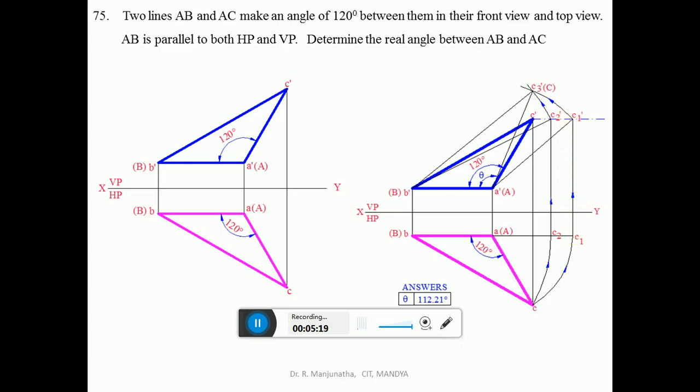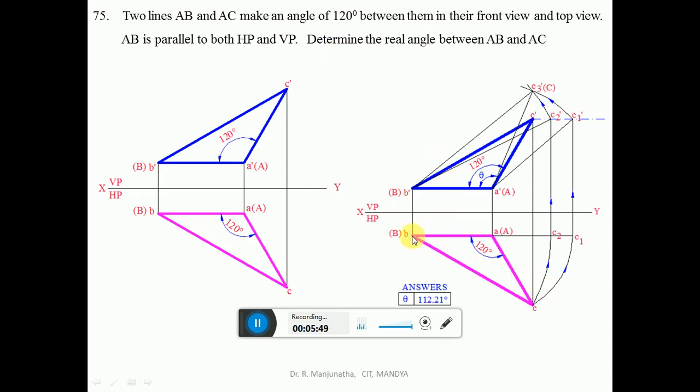Once you do that, you are going to get this point C1 dash. Mark this point as C1 dash, then join A dash C1 dash a little bit thicker than the projector line. So this is going to be the true length of AC. Now we found the true length of AB and the true length of AC. The true length of AB is already there because it is parallel to both HP and VP, which is given in the problem. Now we need to consider BC.